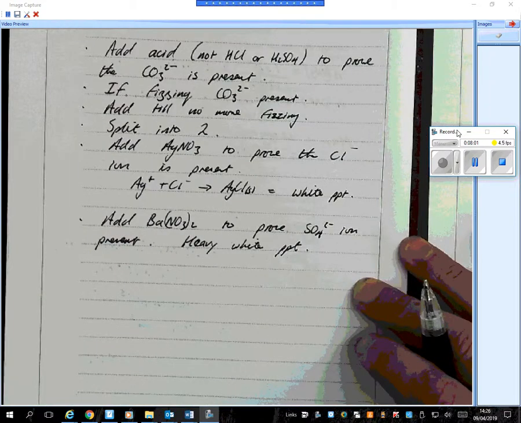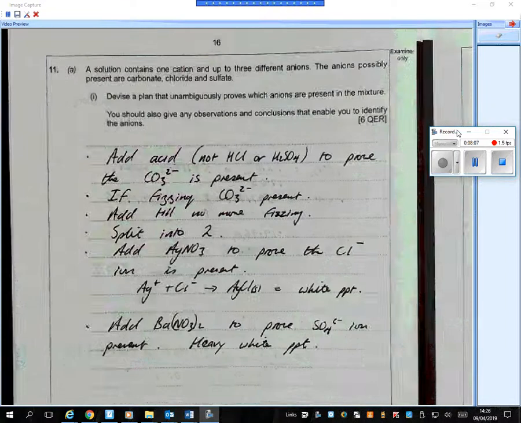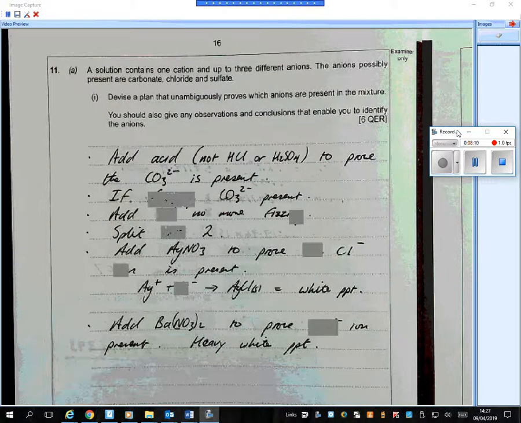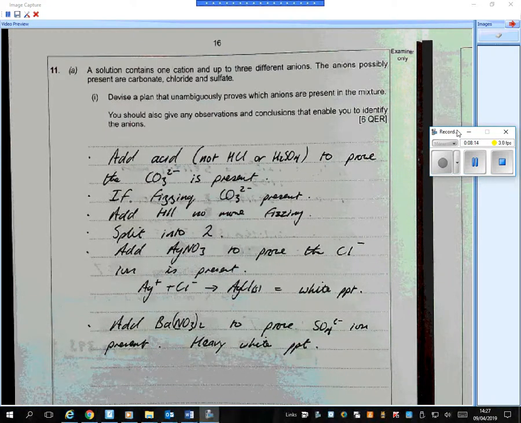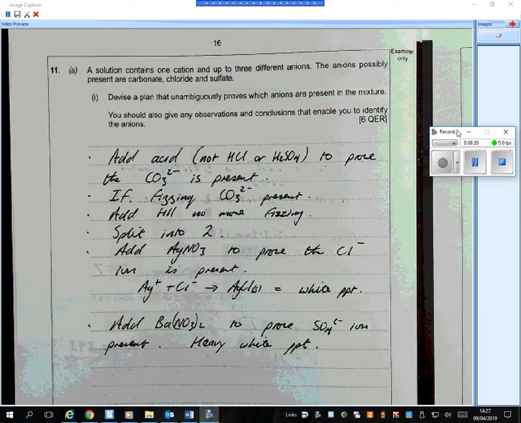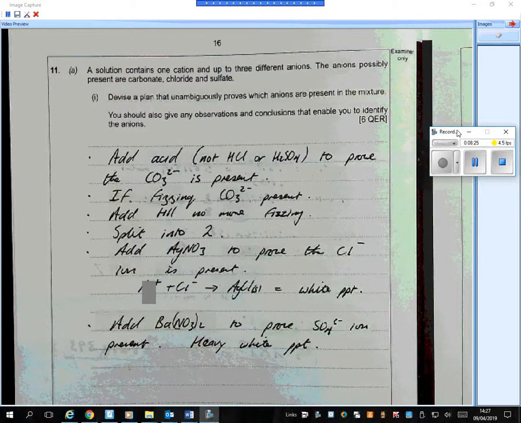Question 11. So you've got a carbonate, you've got a chloride, you've got a sulfate. So the first thing I would do is I'd add an acid. Now, do not use hydrochloric acid or sulfuric acid, because they might give you an insoluble salt and therefore stop the reaction. If I was you, I'd use nitric acid. So if there's effervescence, then you know that there's a carbonate present.